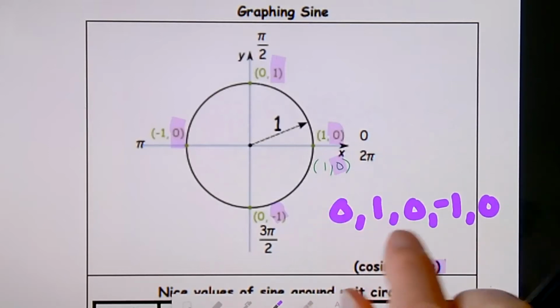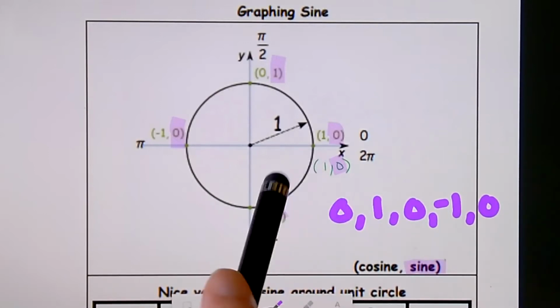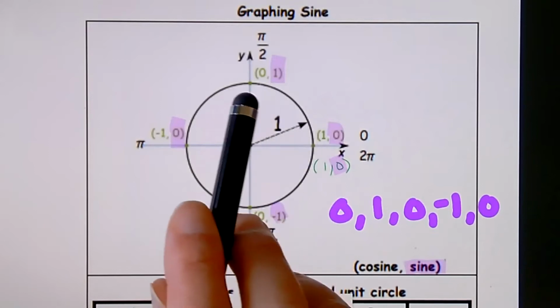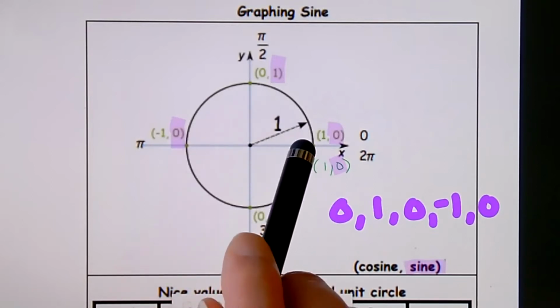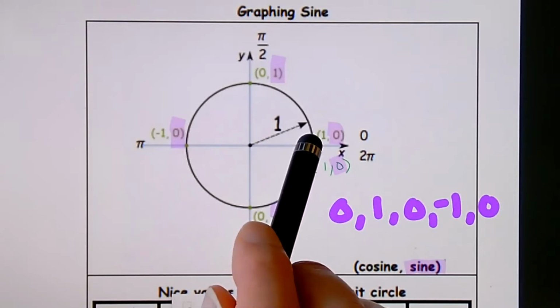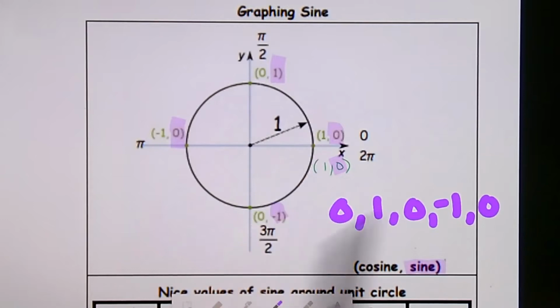I always need 5 markings when I'm doing my sine or my cosine graphs, okay? So the 5 markings are 1, 2, 3, 4, and back here is 5. So where I start at 0, but I end all the way back at 2 pi, which are the same coordinates. And those are the 5 I'm going to be graphing.